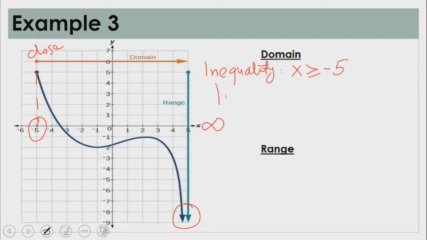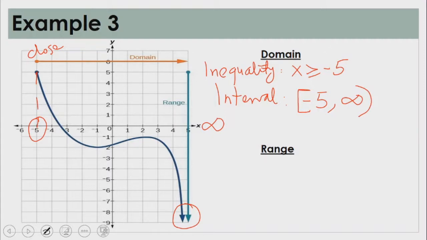To write that as interval notation, on the left -5 is closed, so we are going to have a bracket, [-5, comma. On the right, because our graph did not end, we are going to put positive infinity. Infinity is always open, so we are going to use a parenthesis.